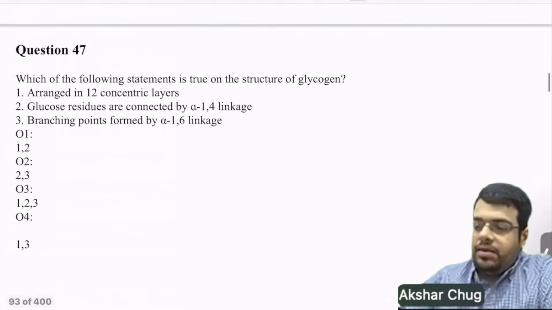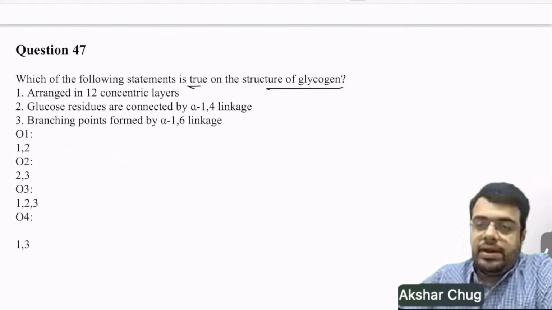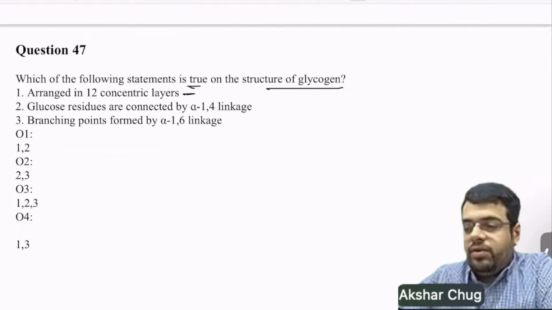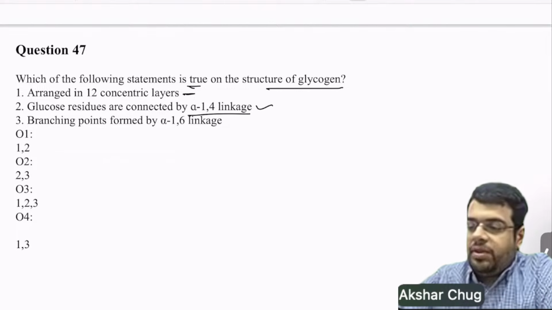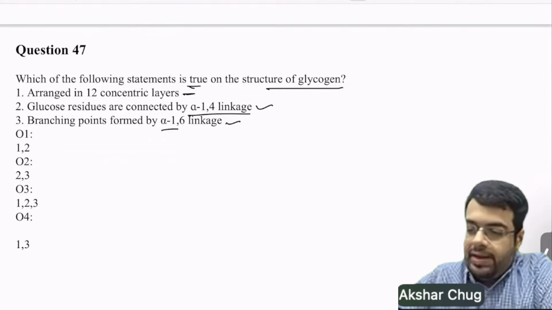The next question: which of the following is true regarding the structure of glycogen? Arranged in 12 concentric layers. Okay, this I'm not sure about. Glucose residues are connected by alpha 1,4 linkage. This is true. Branch points are formed by alpha 1,6 linkage. Again, that is true. So 2 and 3 are correct. So we are left with 2 and 3, and 1, 2 and 3.